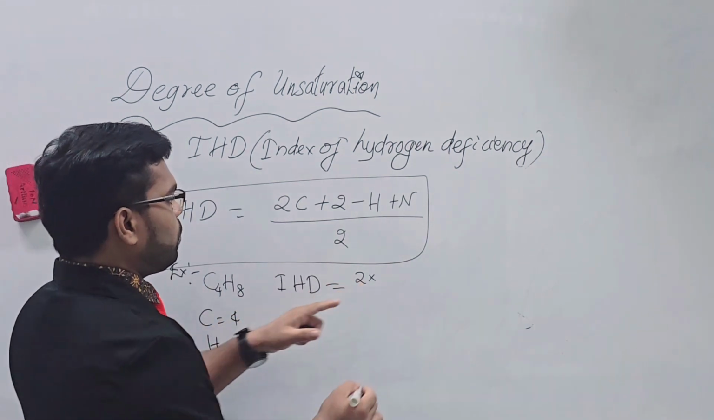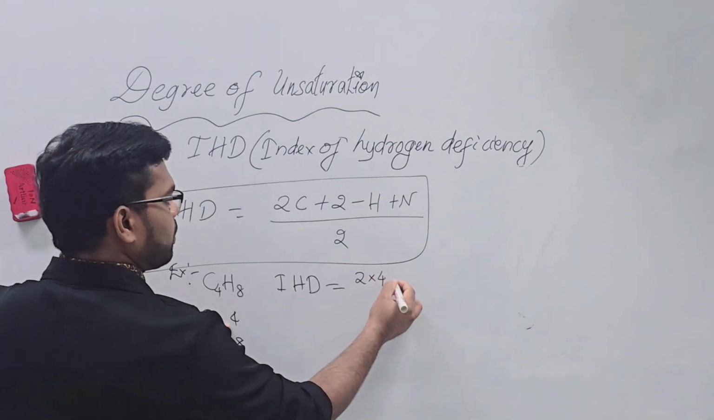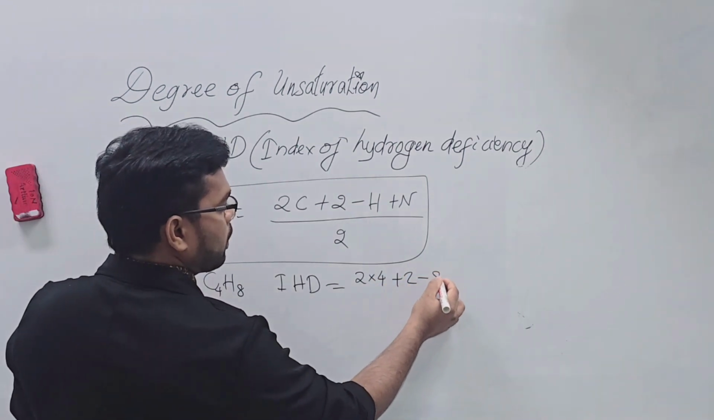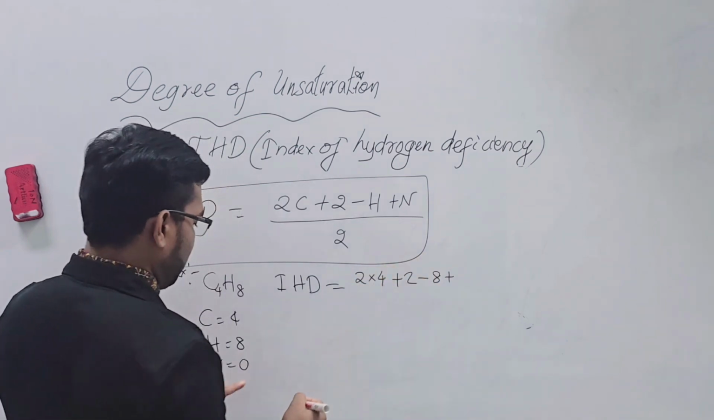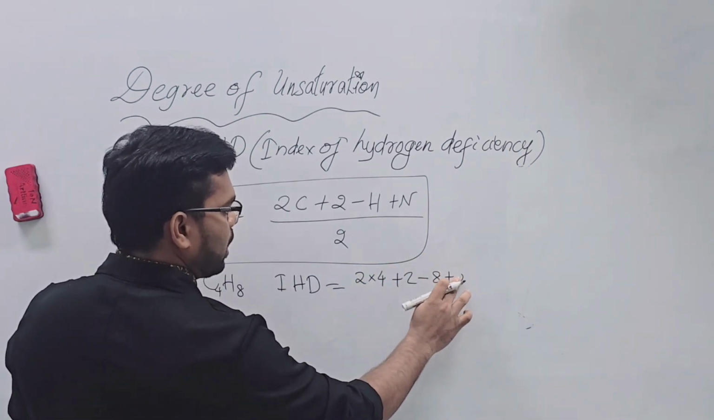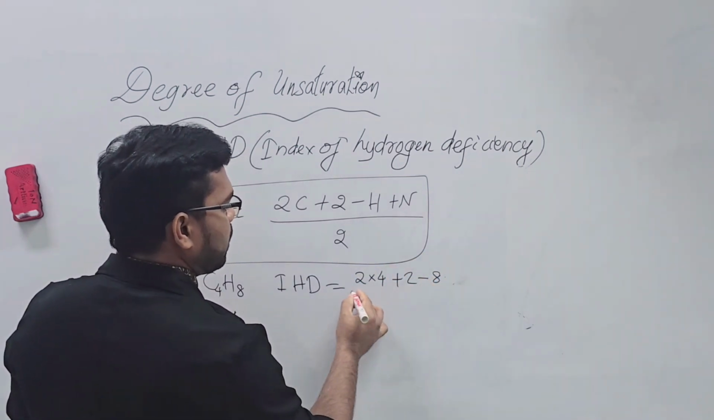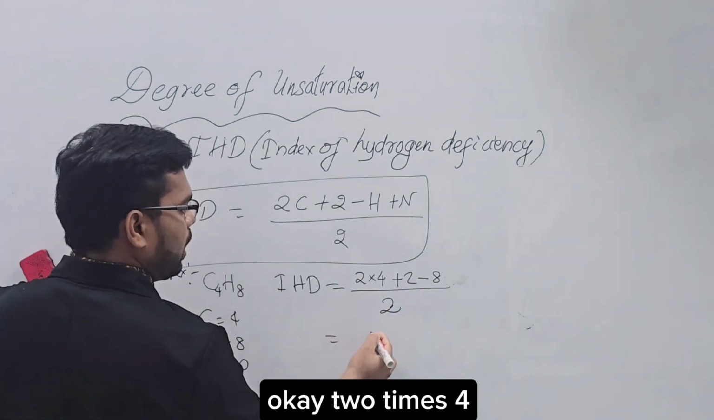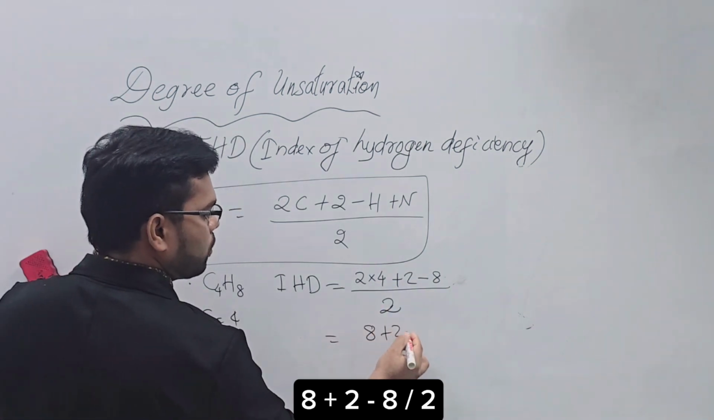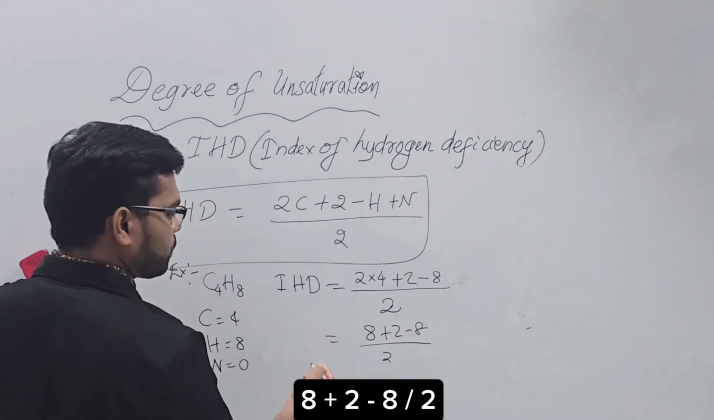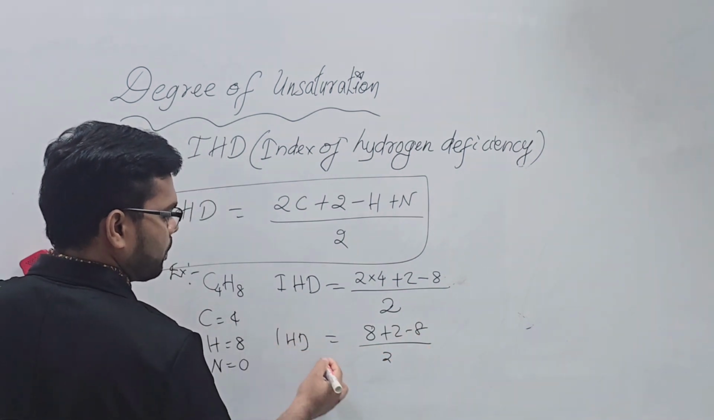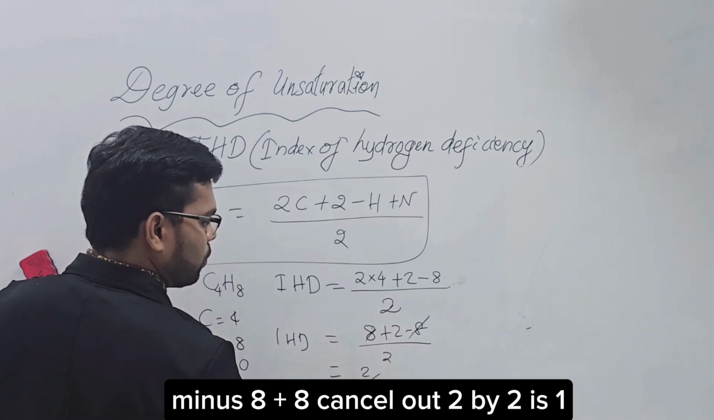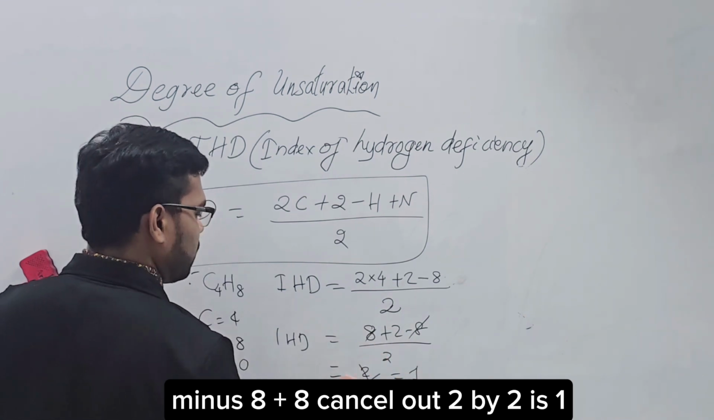So let us use 2 times the carbon number, how many? 4, plus 2, minus the hydrogen number 8. And there is no nitrogen, so 0. So no need to write 0 here. Let us complete this. Clear? Okay. 2 times 4 is 8, plus 2, minus 8, divided by 2. It is IHD. Minus 8 plus 8 cancel out. 2 by 2 is 1.